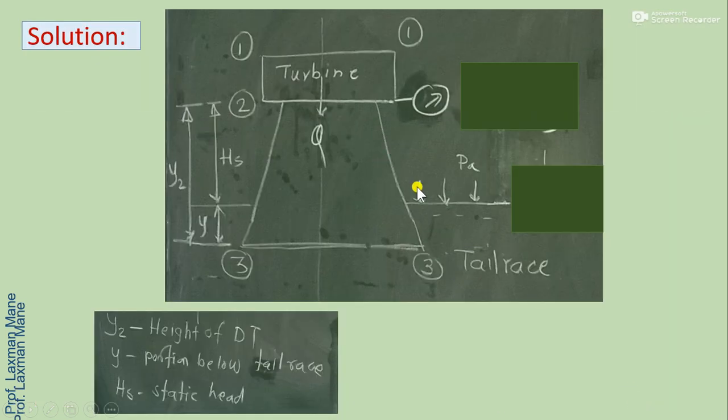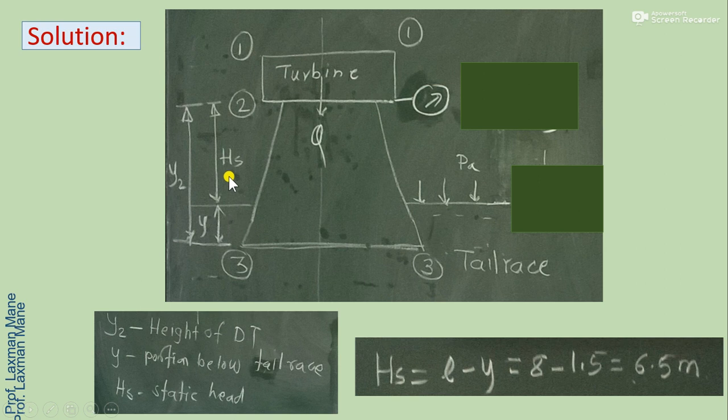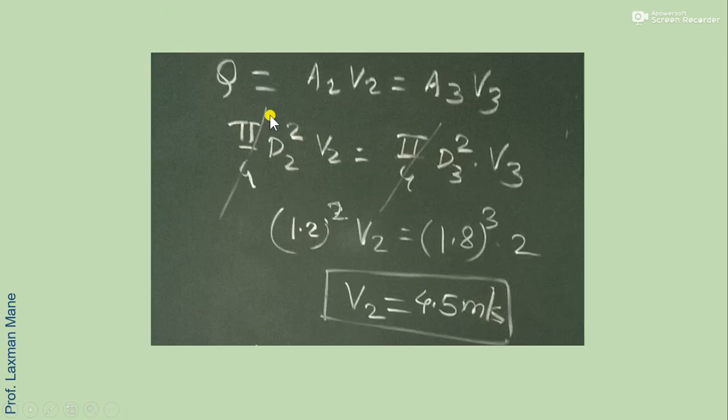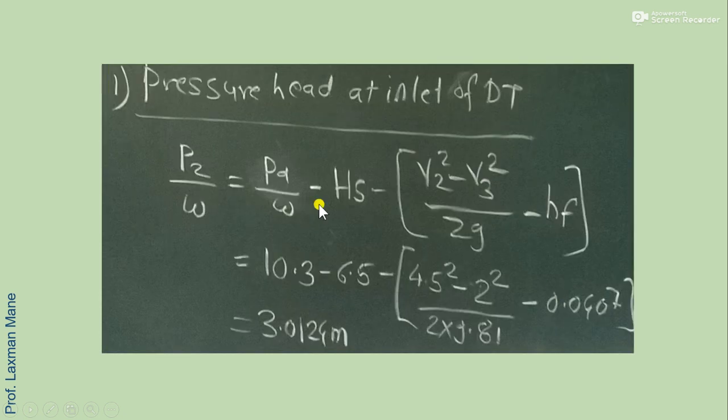Then we can use this diagram. We know that HS is equal to L minus Y, means 8 minus 1.5, that is equal to 6.5 meter. That is static suction head. Now by using formula Q, that is discharge, we can have here relation for the area velocity product at points 2 and 3. So we know the diameters, so we can obtain here velocity at inlet of draft tube, that is V2, which can be used in this formula.